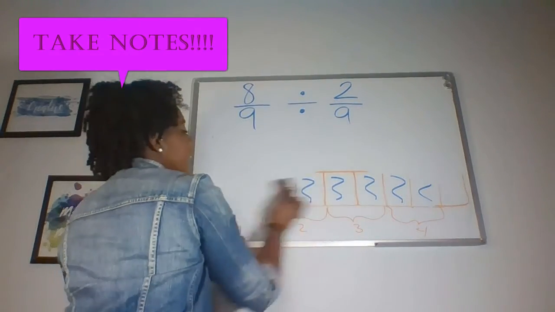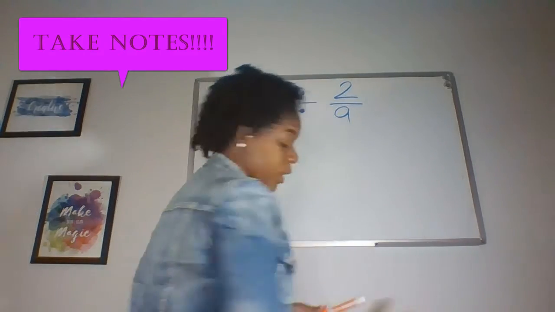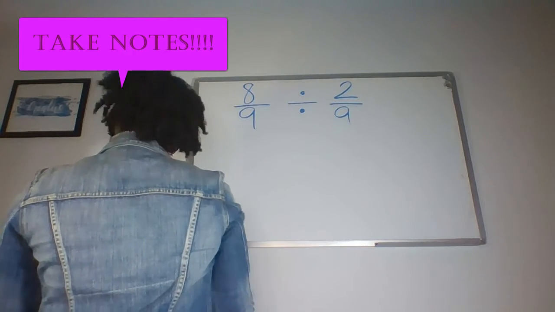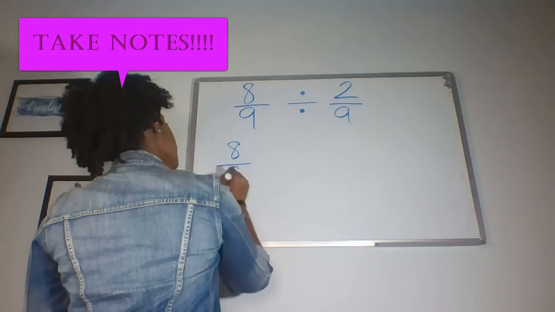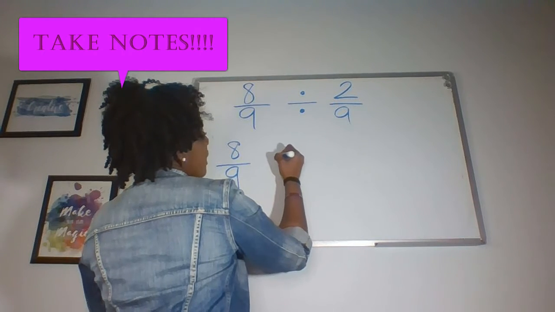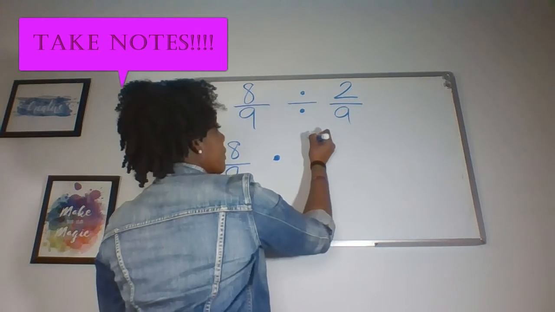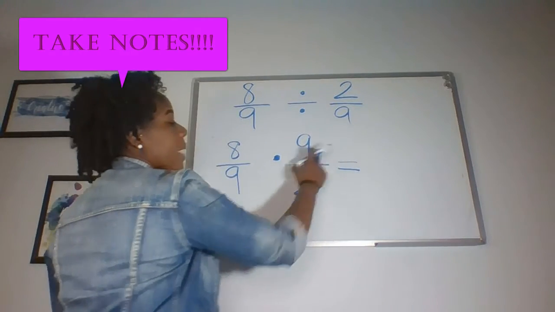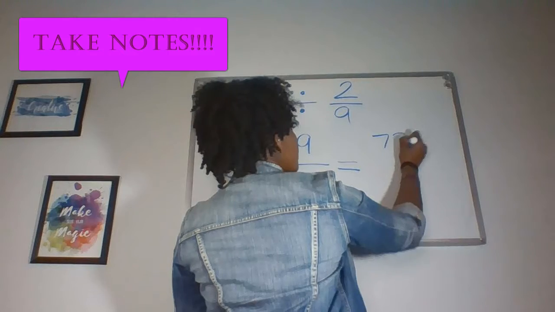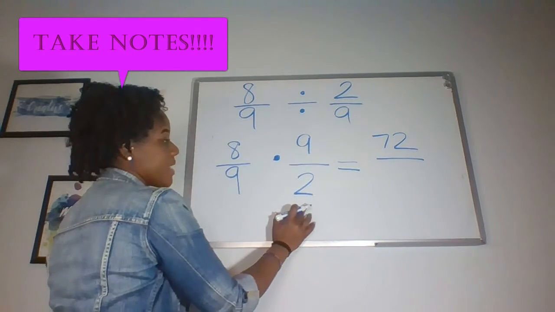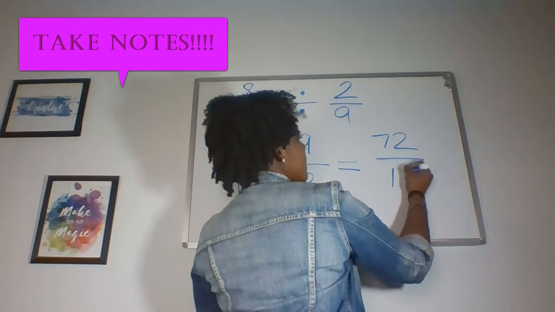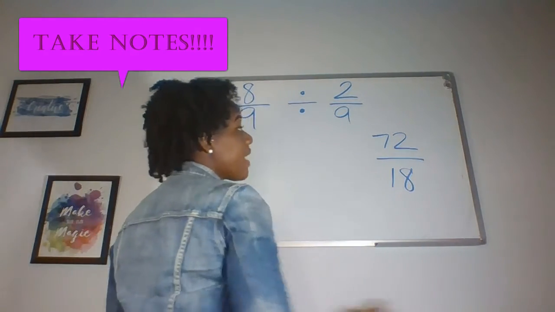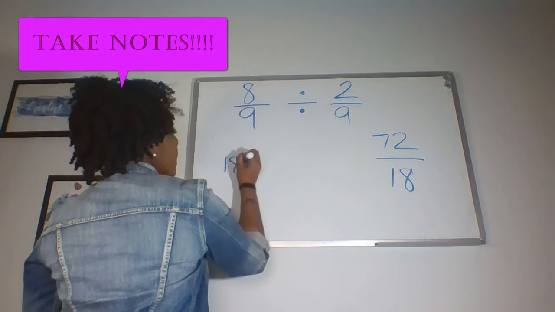Now let's go ahead and actually work that out using the manual keep, change, flip, right? So we keep the first fraction, change division to multiplication, and then we flip the second fraction. So instead of it being 2/9, it'll be 9/2, right? Then we multiply numerator by numerator. 8 times 9 gives us 72. Then we multiply denominator by denominator. 9 times 2 gives us 18. Then you want to ask yourself, how many times is 18 going to go into 72?